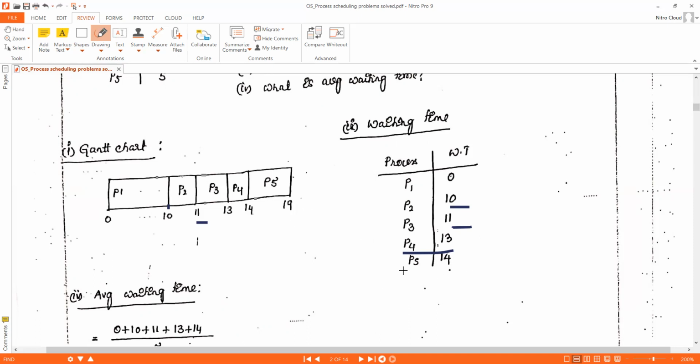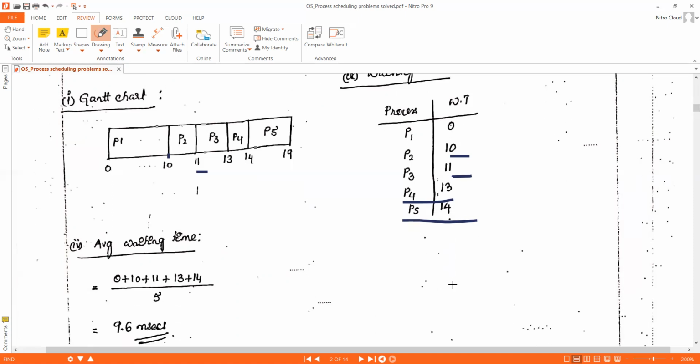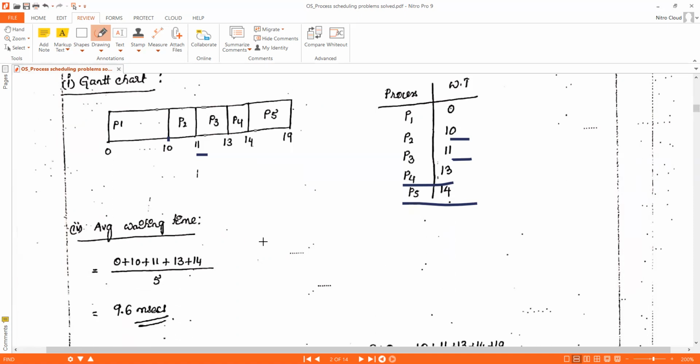14 minus 0, it is 14, the waiting time for process 5. Okay, now we know all the process waiting times. Now we will be calculating the average waiting time.